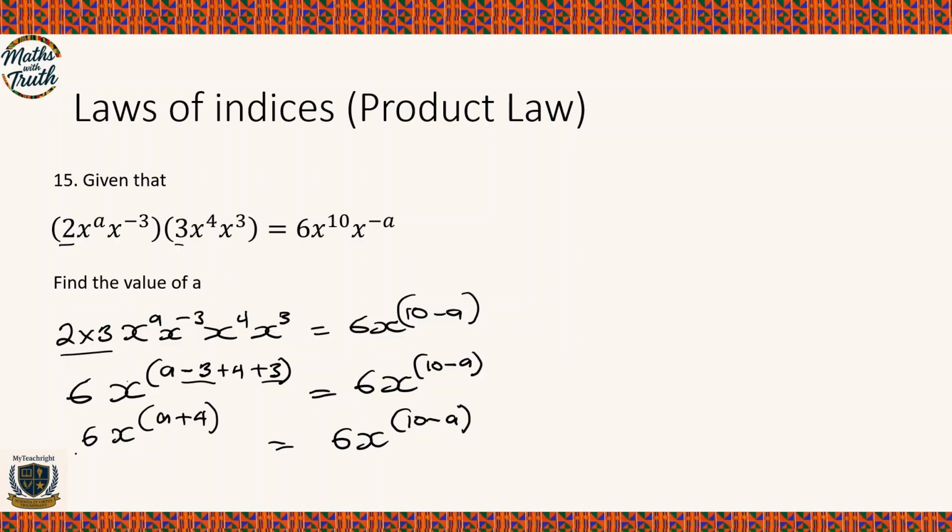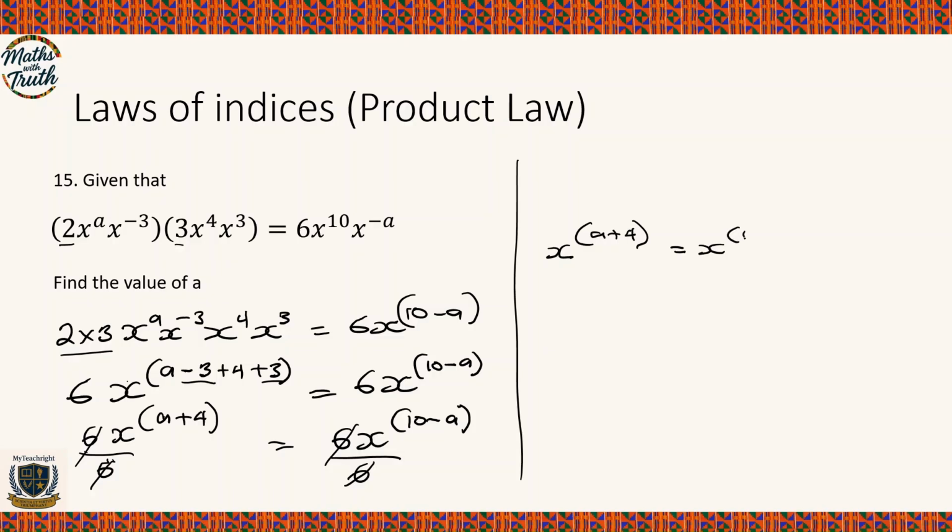Now, here we can divide both sides by 6, so this 6 goes away, leaving us with the pure indices to work with. So here we have x exponent a plus 4 is equal to x exponent 10 minus a. Okay, so then since the bases are the same, the exponents should be the same as well, should be equal. So we have a plus 4 is equal to 10 minus a. And this gives us a linear equation to solve.